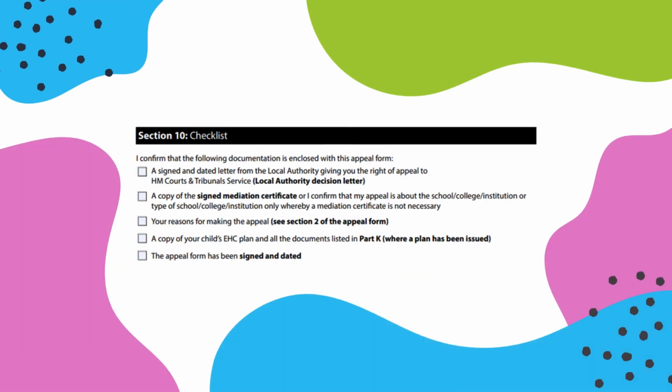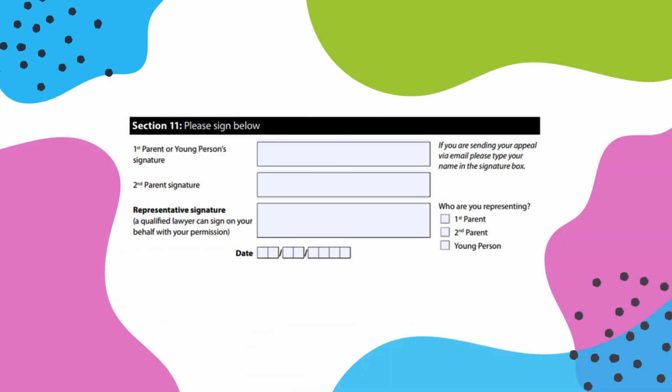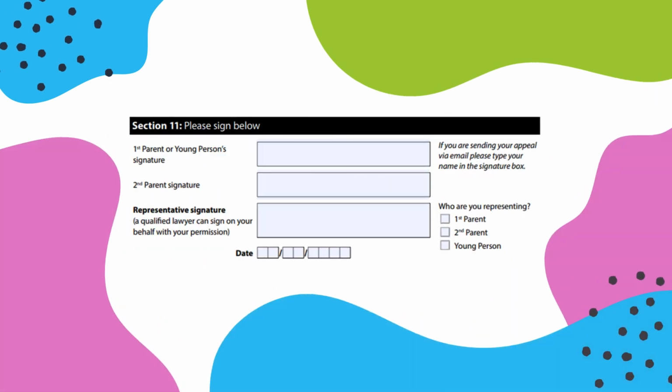Section 10 is a checklist. These are the documents that must be sent off for the appeal to be lodged successfully. Finally, Section 11. This is the section where the person lodging the appeal must sign and date the form. It is acceptable to sign this electronically with the person's name.